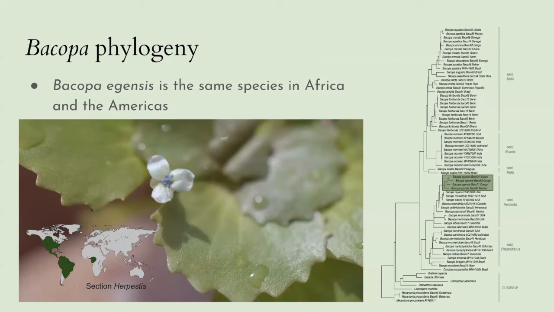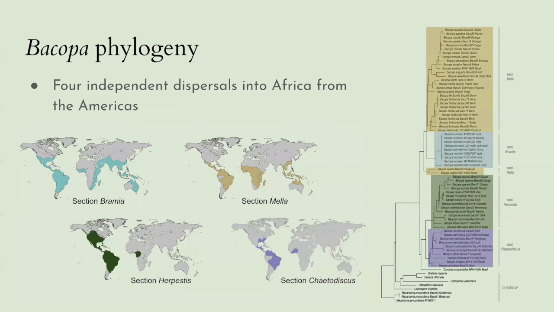We found support for sections Brahmia, Ketodiscus, Herpestis, and Mela. We also found that sections Ketodiscus and Herpestis are closely related, and also sections Brahmia and Mela. Morphological characters largely supported the sectional classifications, although there is some uncertainty that still remains.